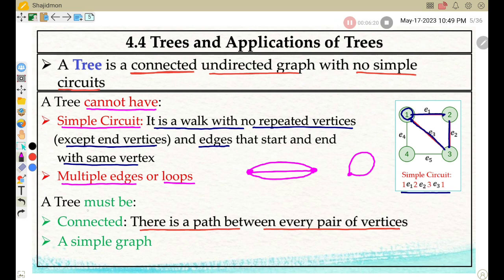But what should be there in a tree? It must be connected. A tree should be connected and it should be a simple graph. Simple graph means it should not have loops and multiple edges. So this is roughly the meaning of a tree here. Hope you understood that.